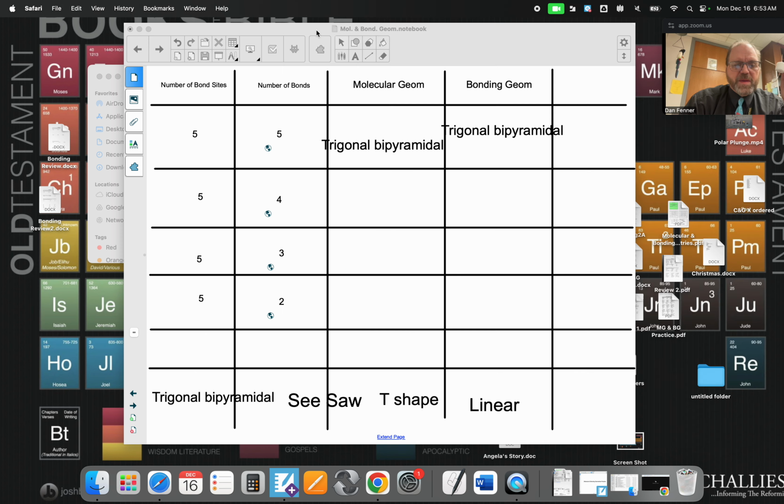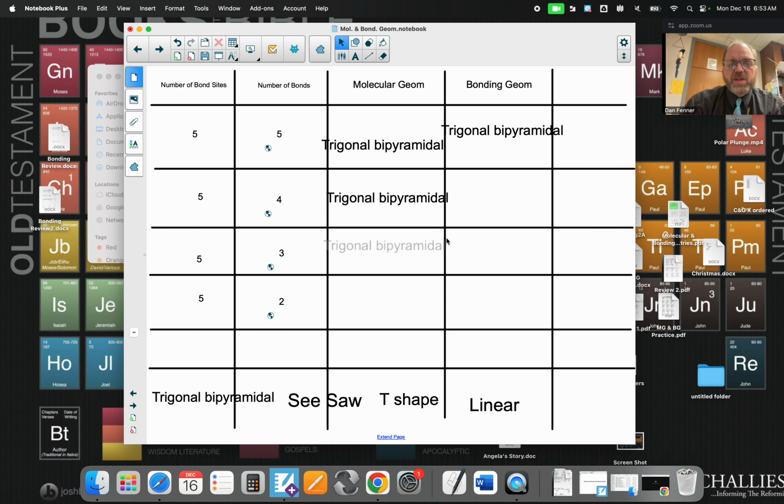All right. Now, if we get to five bond sites and four bonds, molecular geometry again is trigonal bipyramidal. In fact, if we want to, we can just run these all the way down. Molecular geometry, whenever we have five bond sites, is always going to be trigonal bipyramidal.